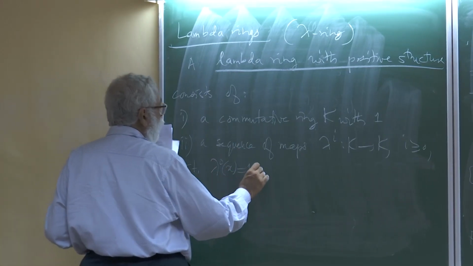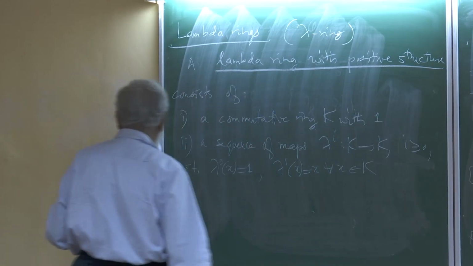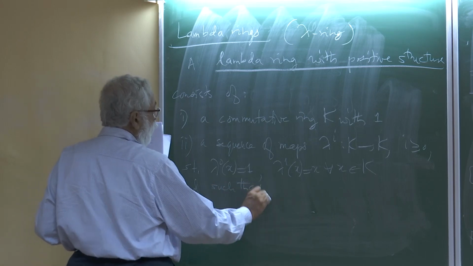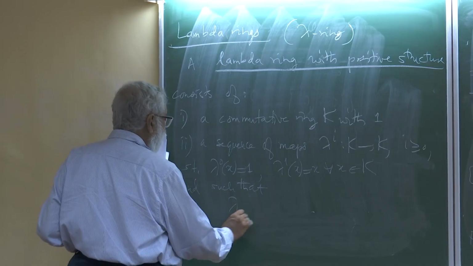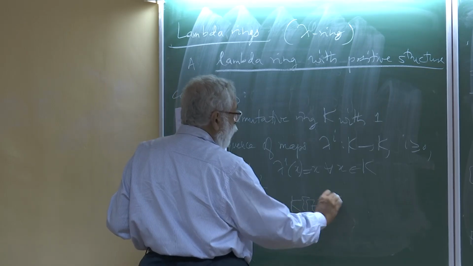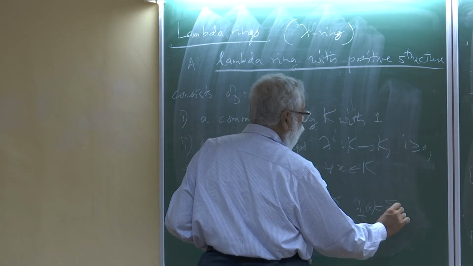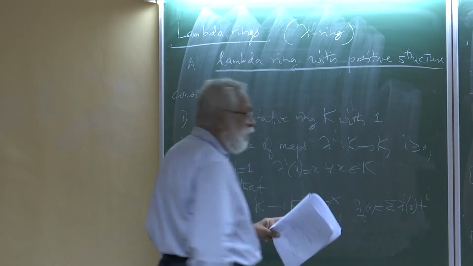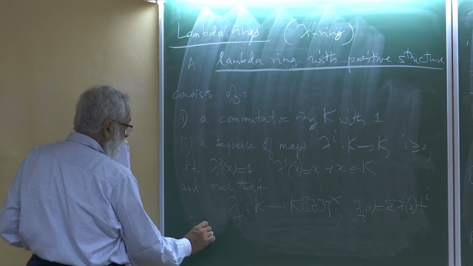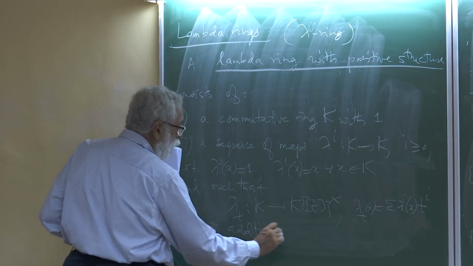such that various conditions are satisfied. Lambda 0 of any x is 1, lambda 1 of x is always equal to x, and the map lambda_t, the lambda series so to speak, from K to K power series in t with invertible elements, given by lambda_t of x equals the sum of lambda^i x t^i. Lambda 0 is 1, so it's 1 plus tx plus higher degree terms. It's certainly a power series, and it is a group homomorphism, an additive homomorphism.